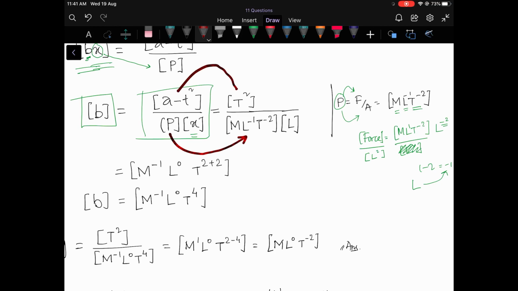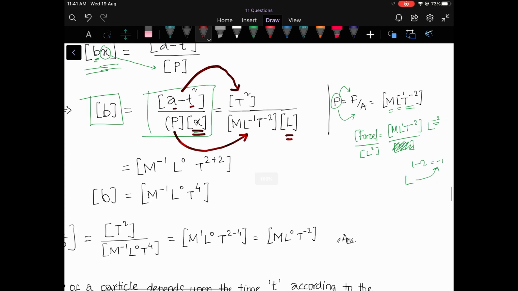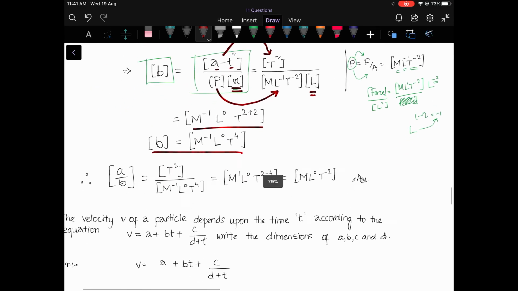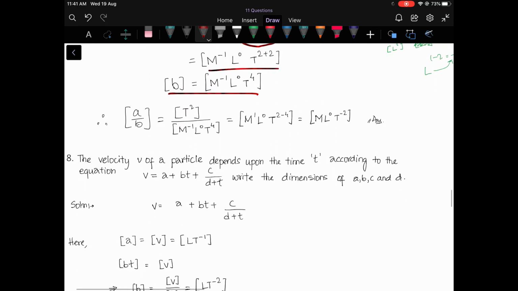For A minus T square, if you remember, it has dimension of T square, both of them, A and T square. And then finally we have this L for your x, that is your distance. On solving this, we have got the dimension of your B. Now we simply need to divide dimension of A by B to get the answer, that is your T square by this quantity here. So we finally get this answer here.